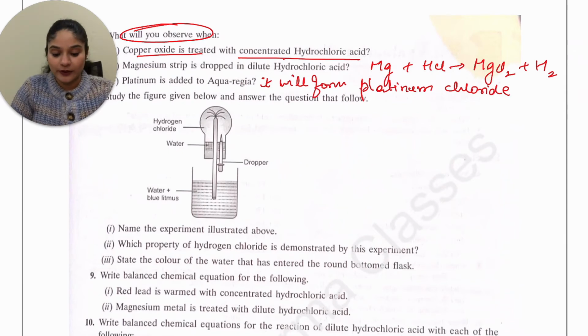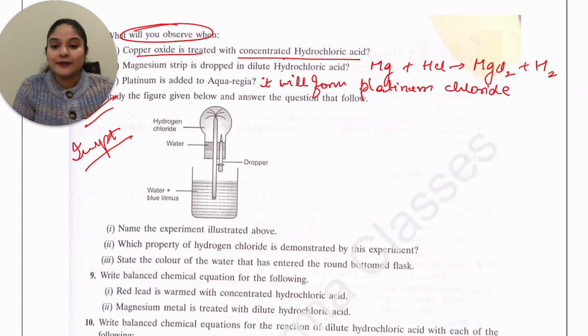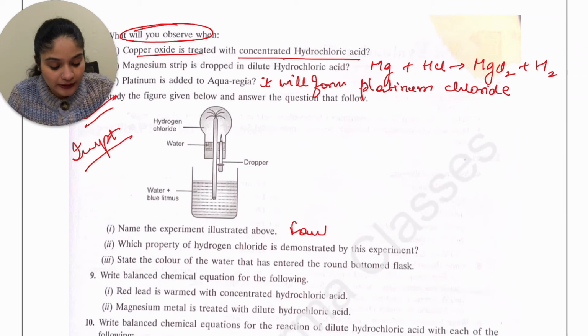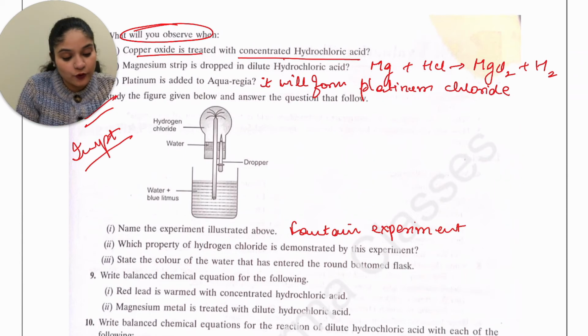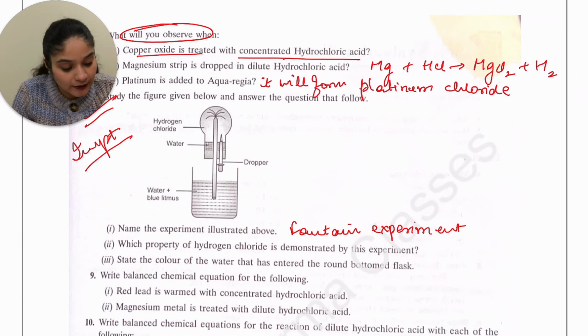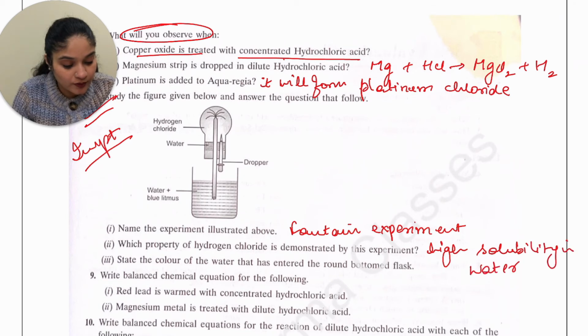This is an important one again. Name the experiment illustrated above. This is the fountain experiment. Which property of hydrogen chloride is demonstrated by this experiment? High solubility, high solubility in water. Then state the color of the water that has entered the round bottomed flask.